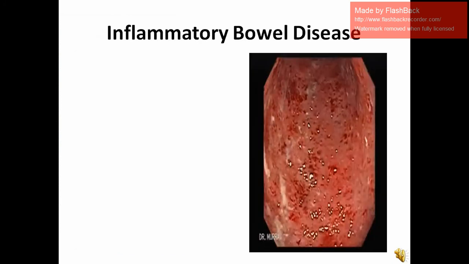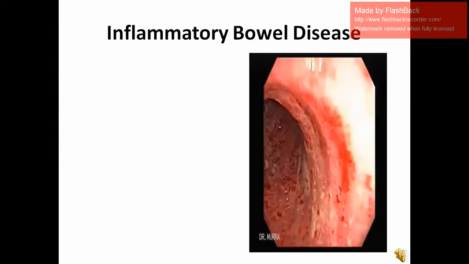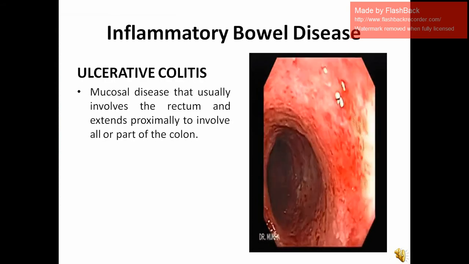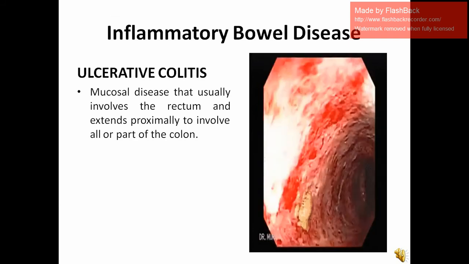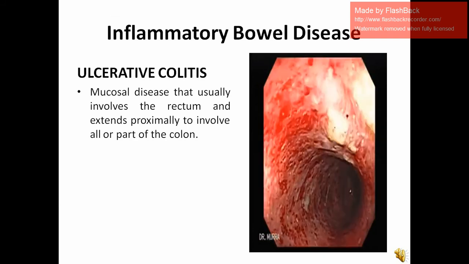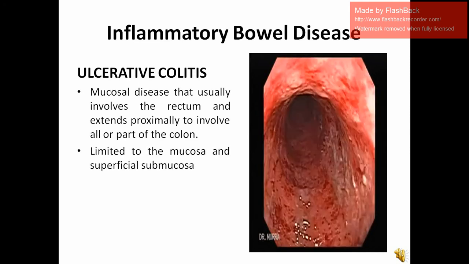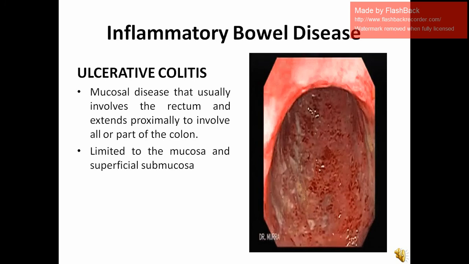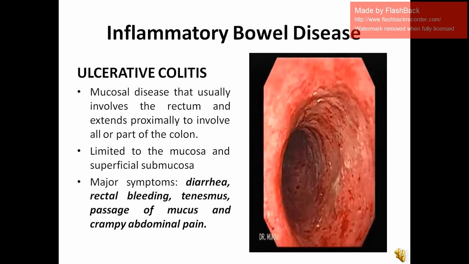There are two types of inflammatory bowel disease, but let us first discuss ulcerative colitis, which is a mucosal disease that usually involves the rectum and extends proximally to involve all or part of the colon. It is limited to the mucosa and superficial submucosa. Patients present with diarrhea, rectal bleeding, tenesmus, passage of mucus, and crampy abdominal pain.